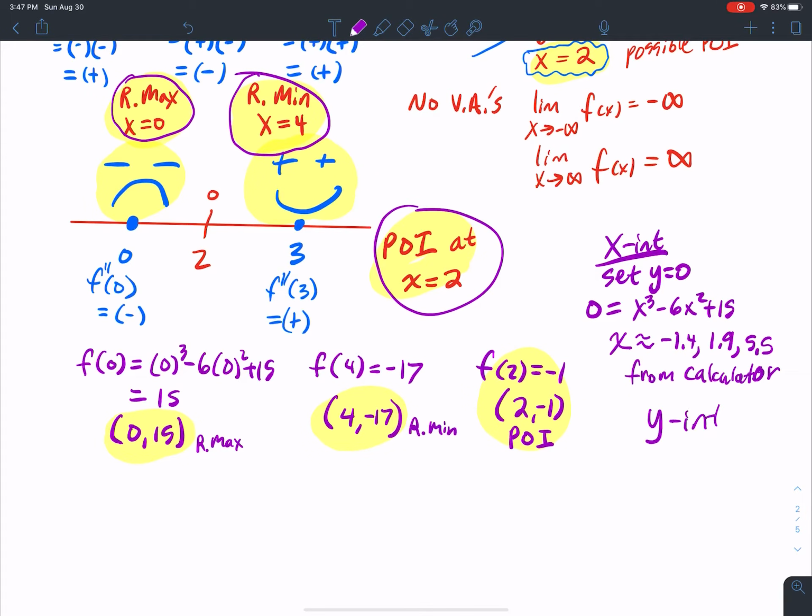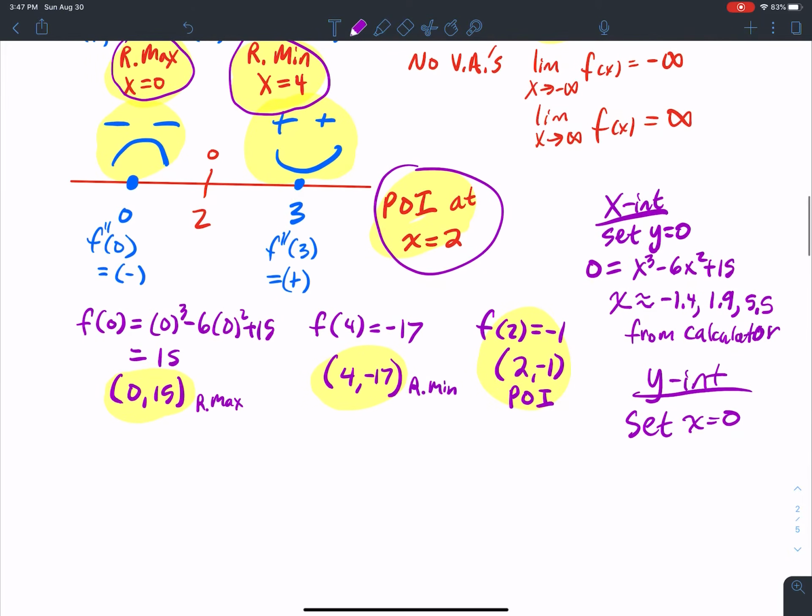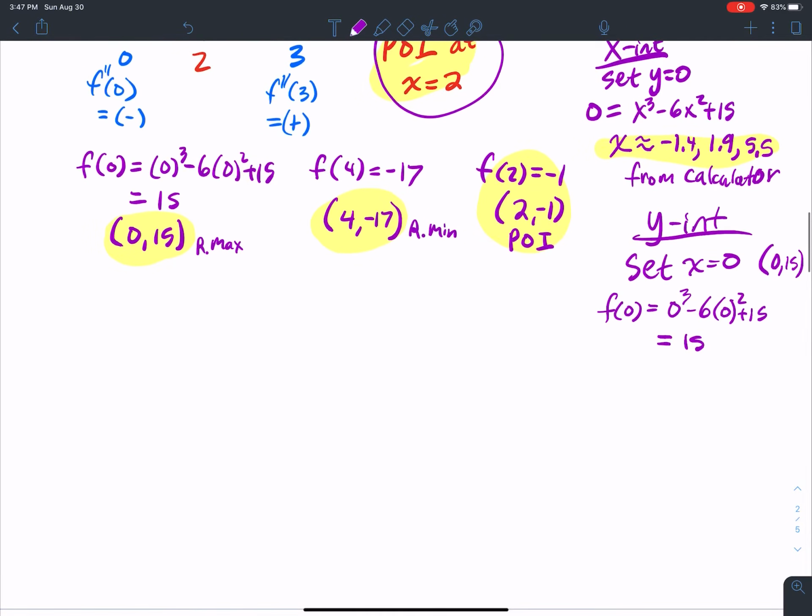To get a y-intercept, I'm going to set x equal to 0. So everywhere I see an x, I'm going to put a 0. So that's 0 cubed minus 6 times 0 squared plus 15. Hey, look, we already calculated this. So this is equal to 15. So I have a y-intercept at (0, 15), okay? And here's all my x-intercepts.